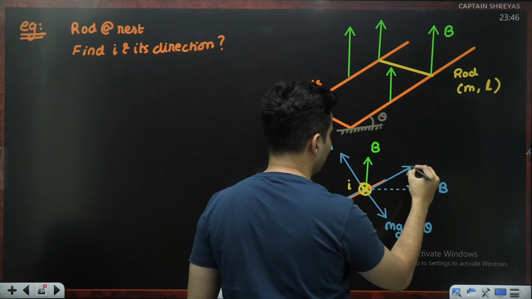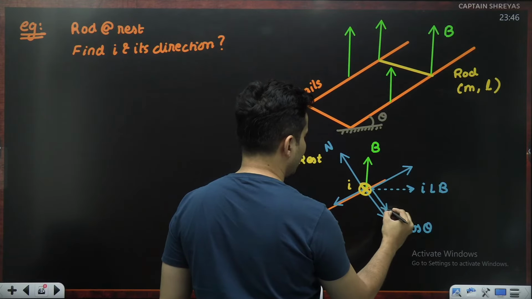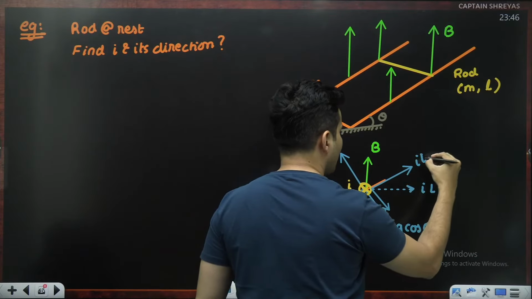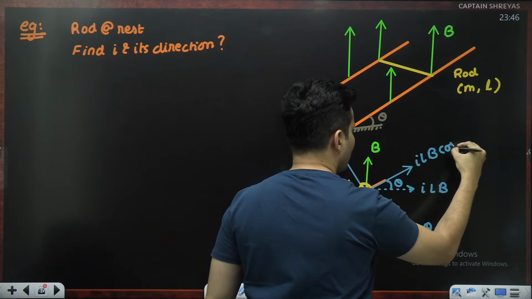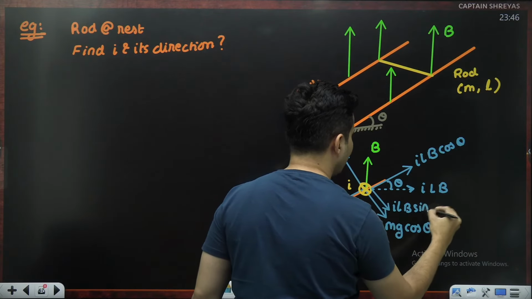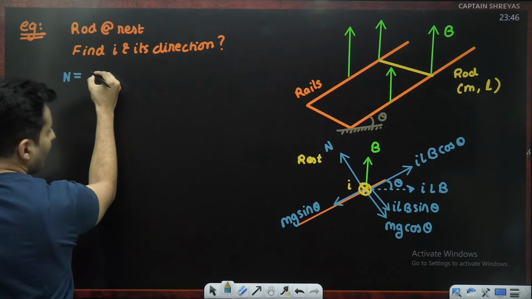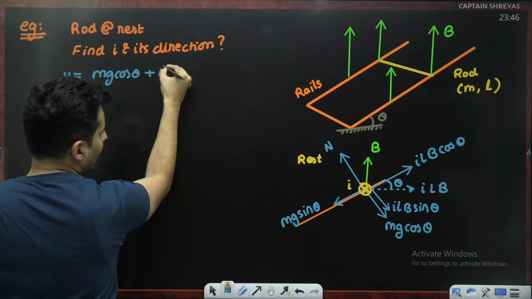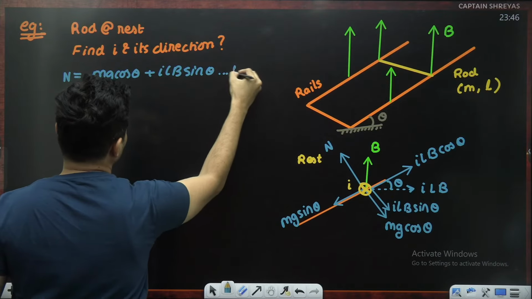One component here and the other component like this. This component will be ILB because this will be theta. It will be ILB cos theta. This would be ILB sin theta. 100% the normal force will balance mg cos theta plus ILB sin theta. This will balance it.